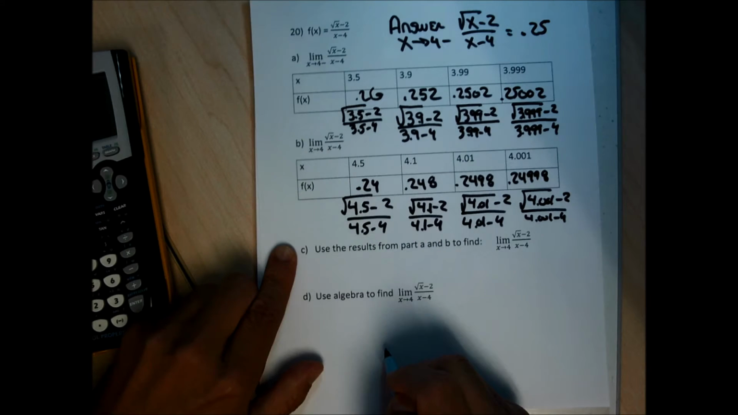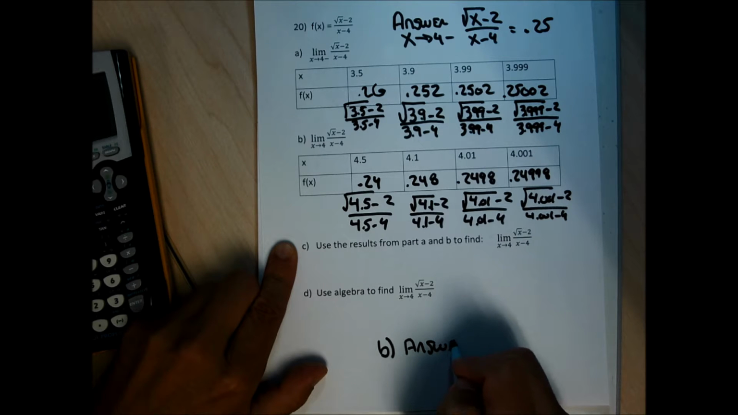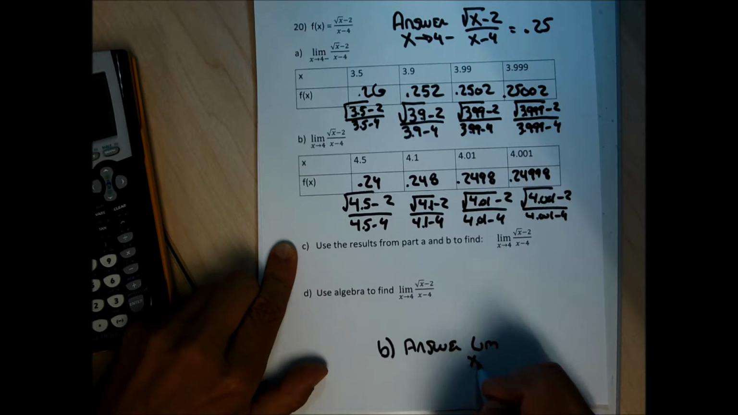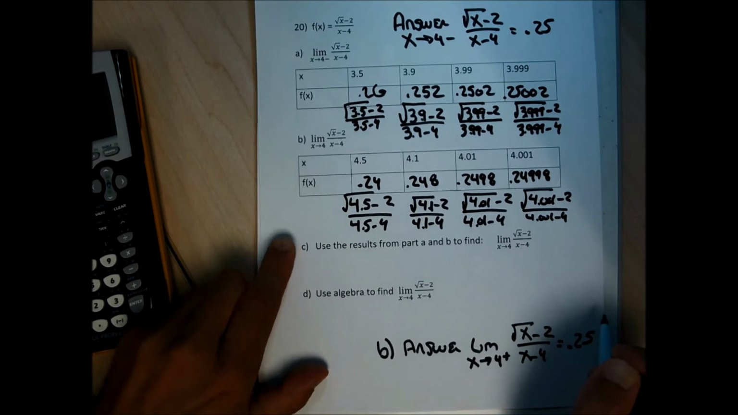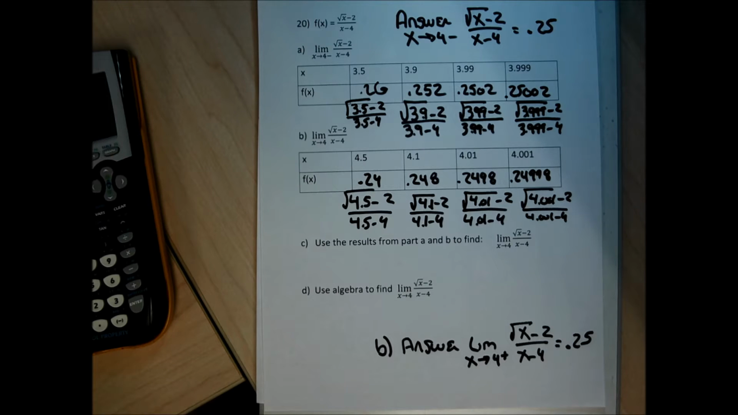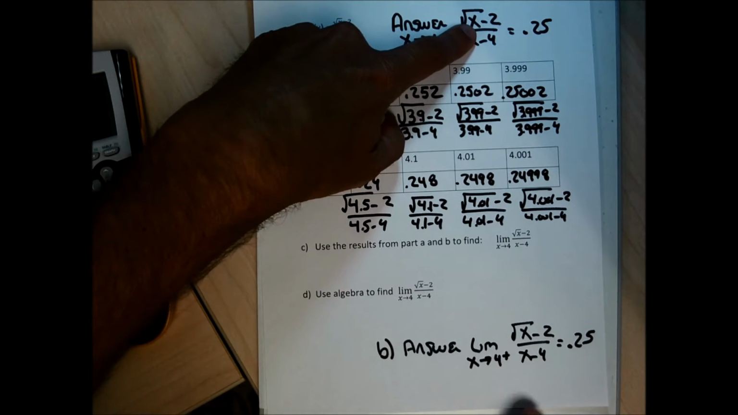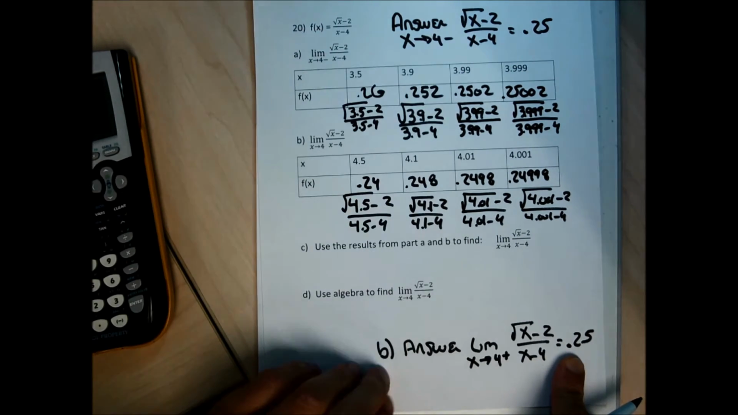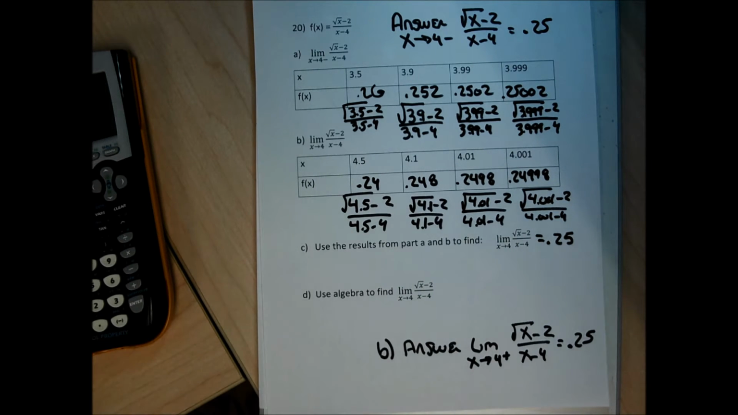So I'm going to say the answer to part B is the limit as x approaches 4 from the right-hand side of the square root of x minus 2 over x minus 4 equals 0.25, which is a quarter if you happen to know that. And there's no table for part C. Part C wants me to find a two-sided limit, and because the left-hand limit is 0.25 at 4 and the right-hand limit at 4 is 0.25, the answer to part C is going to be 0.25.